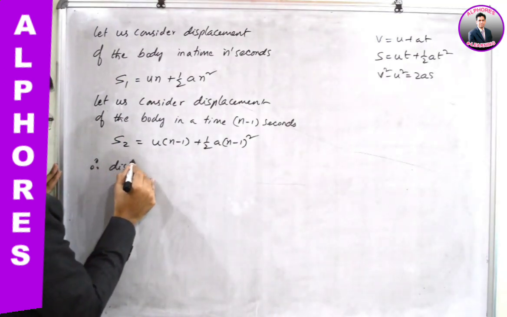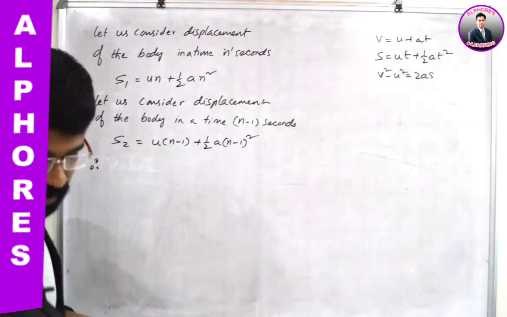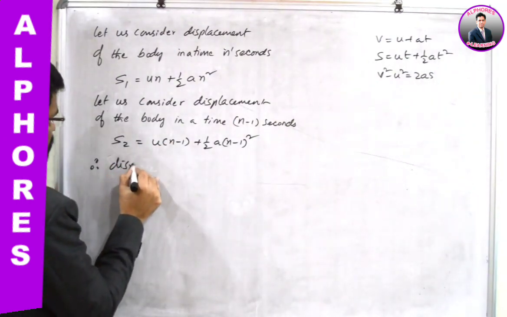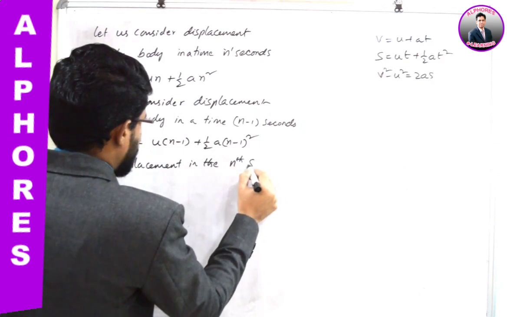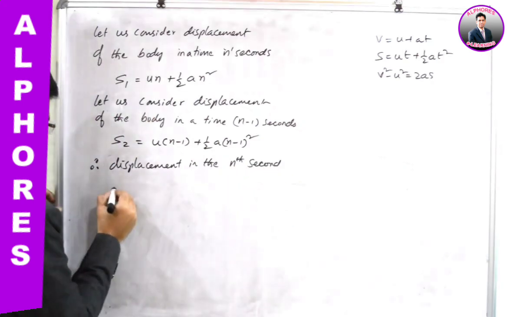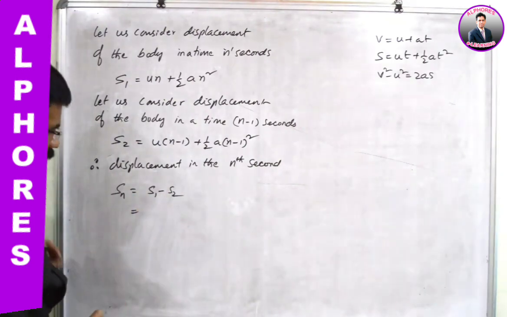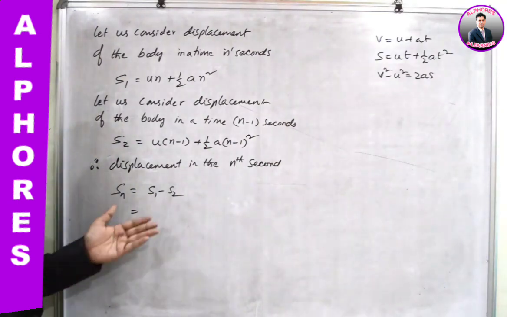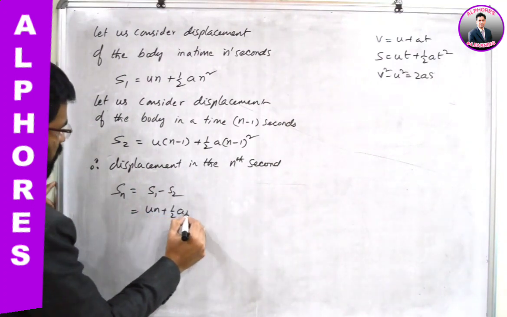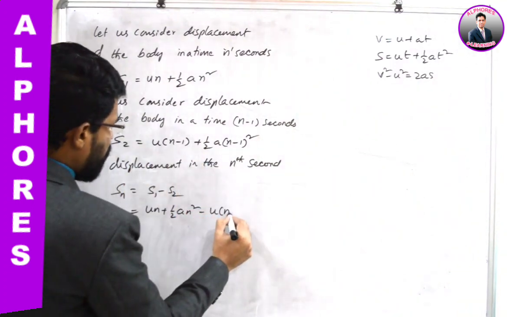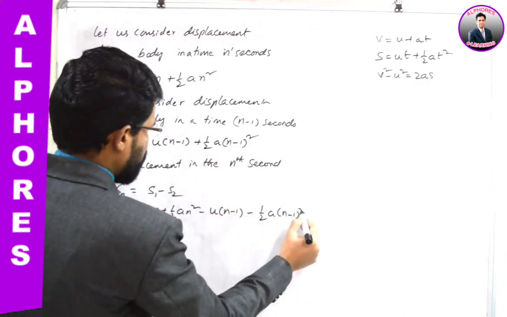Therefore, displacement in the nth second, I will represent this as Sn. Sn is equal to what? S1 minus S2: displacement of the body in n seconds, minus displacement of the body in n minus 1 seconds. S1 is un plus half a n square, minus S2, which is u into n minus 1 plus half a into n minus 1 whole square, so the sign becomes minus.